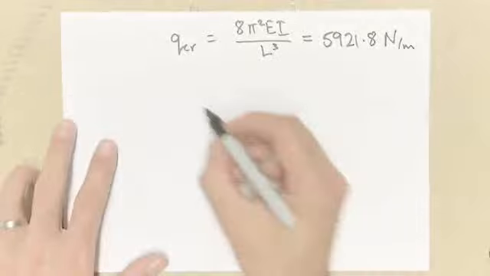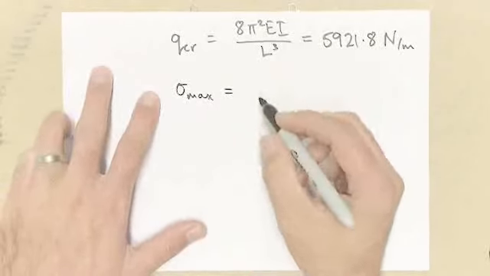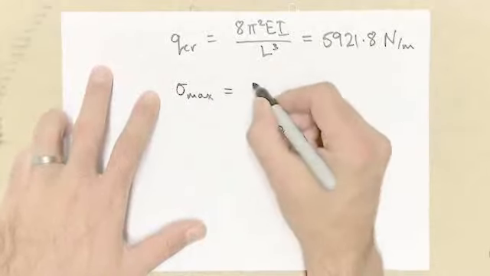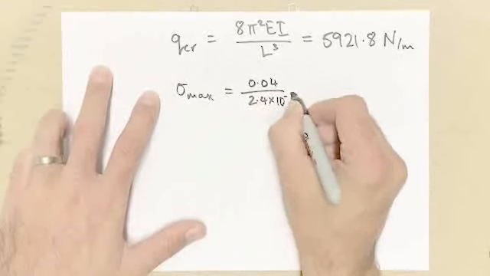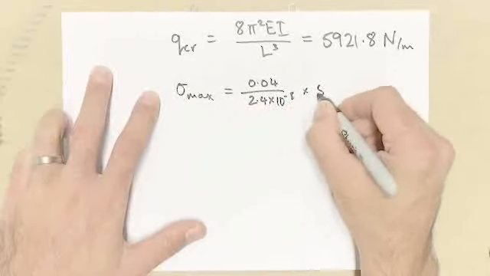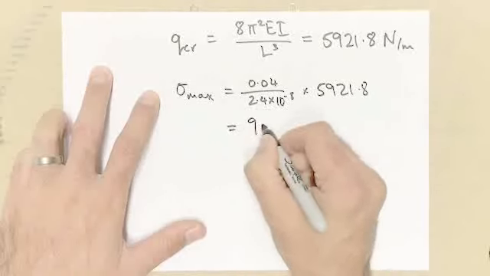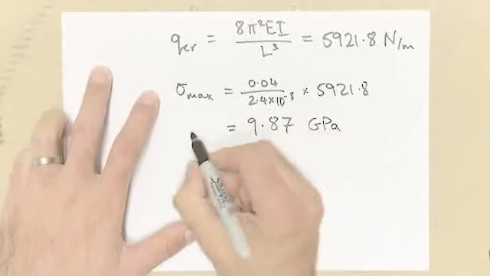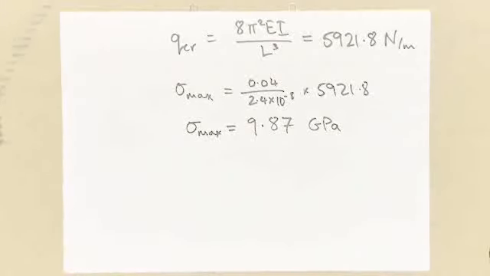And then if you substitute that into our sigma max equation, what do we have? Sigma max is equal to 0.04 and 2.4 by 10 to the minus 8 times that, and you get quite a large number. 9.87 gigapascals. Okay, quite a big number. Alright, but that's the answer.